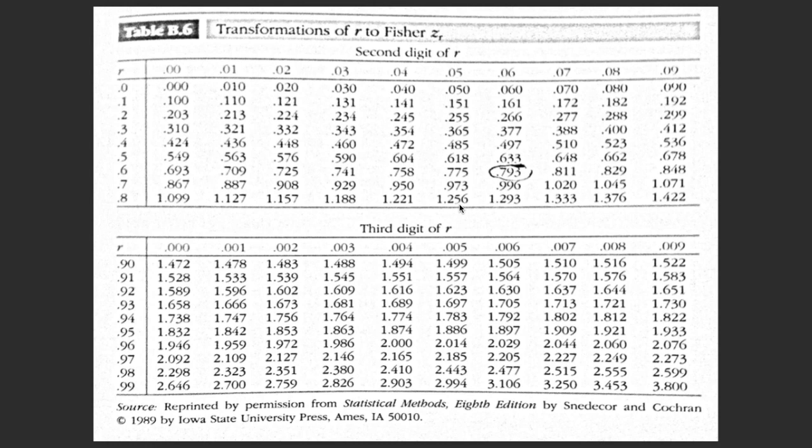Our correlation is 0.94. Okay, so the first digit's here, 0.94. And then the third digit, well, in our notes, the third digit's 2, but we've been looking at the third digit as 0. So we'll do 0.940. So our ZR is going to be 1.738.